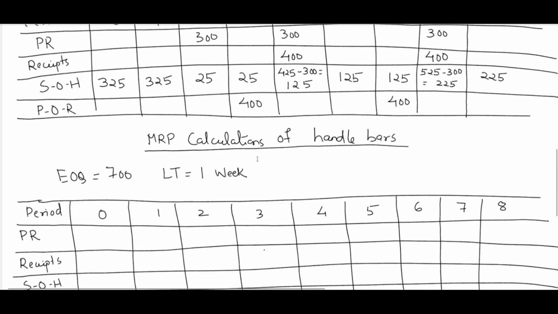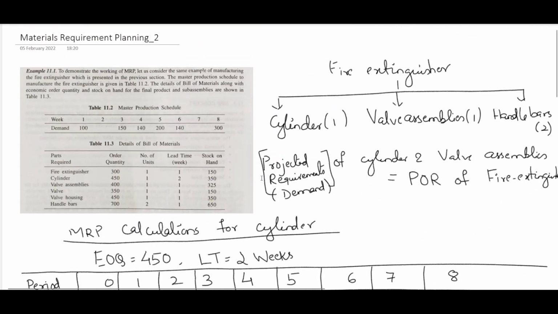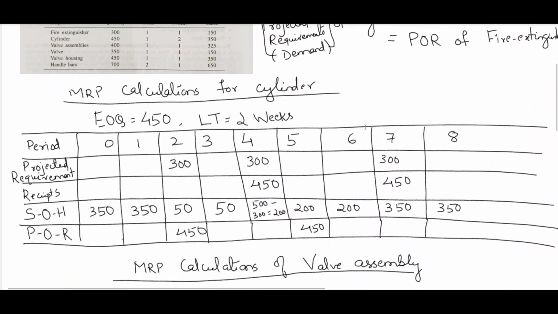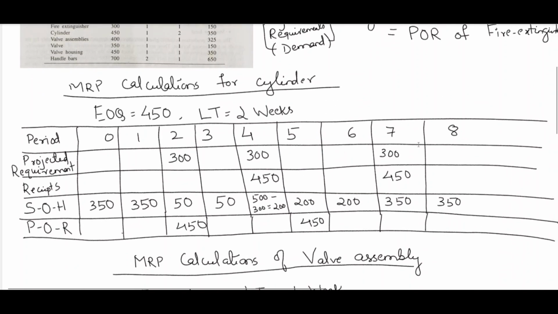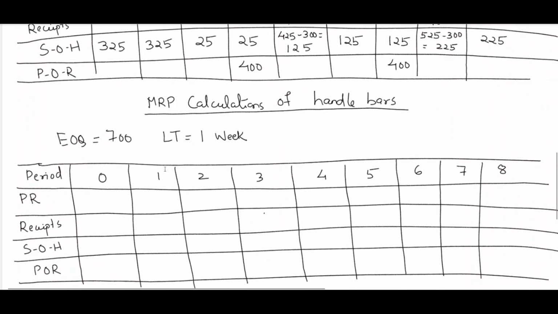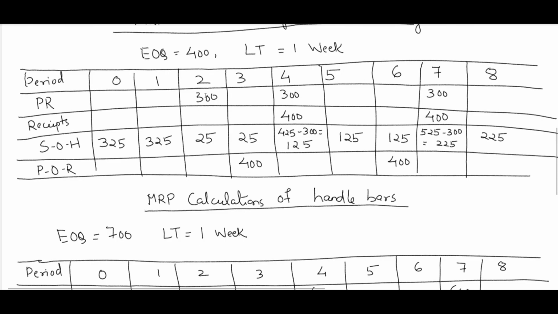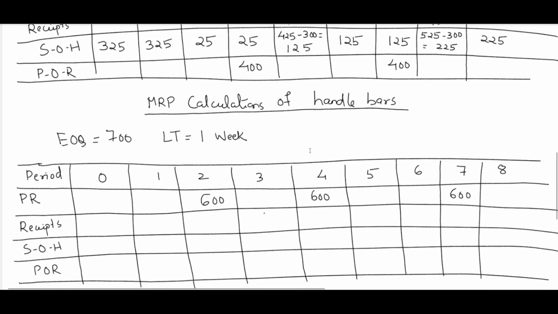Okay, as we have seen in the figure that handlebars is one of the subparts of the fire extinguisher in planned order and we require two handlebars. So the second, fourth and seventh week this 300 demand will be multiplied by 2. So it will be nothing but our demand is 600 in the second week, 600 in the fourth week, and in the seventh week also it is 600. You can see it was 300, 300, 300, same second, fourth and seventh week it is 600, 600, 600.